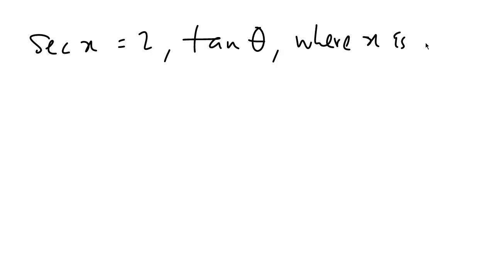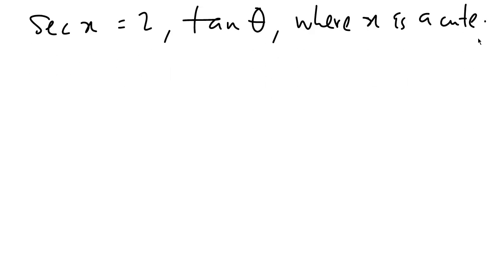where x is acute. So please, it is very important. When you are given something like this, don't just go straight and get the value, because the value of x depends on whether it's acute or obtuse, depends on the range. So if you are told that x is acute, it implies that x is greater than 0 degrees, right? It's in between 0 and 90 degrees.